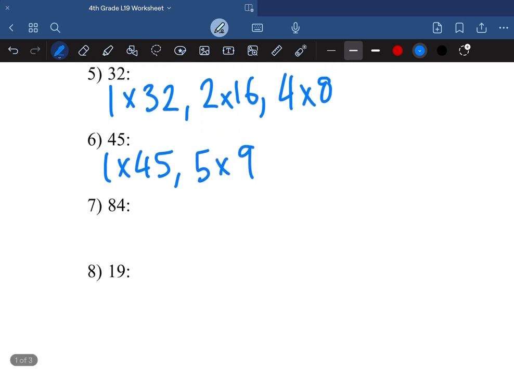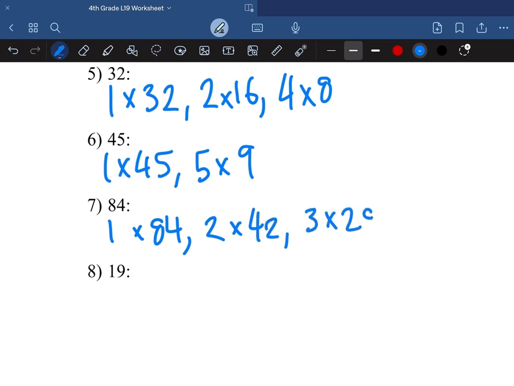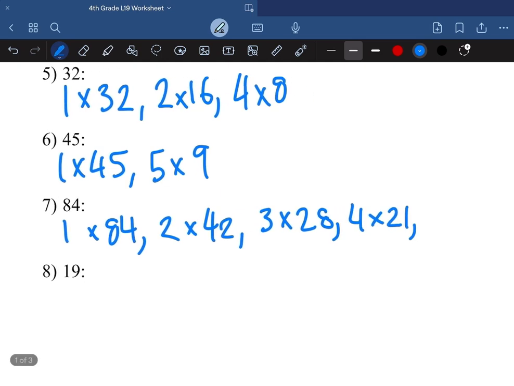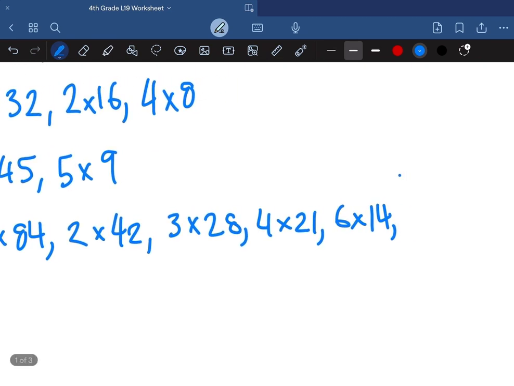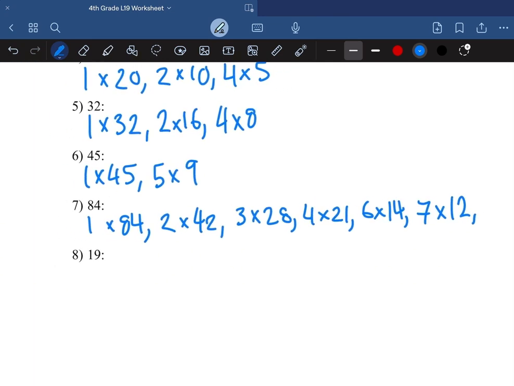Number 7, 84. It'll be 1 times 84 and 2 times 42, 3 times 28, 4 times 21, 6 times 14, 7 times 12, and that's it.